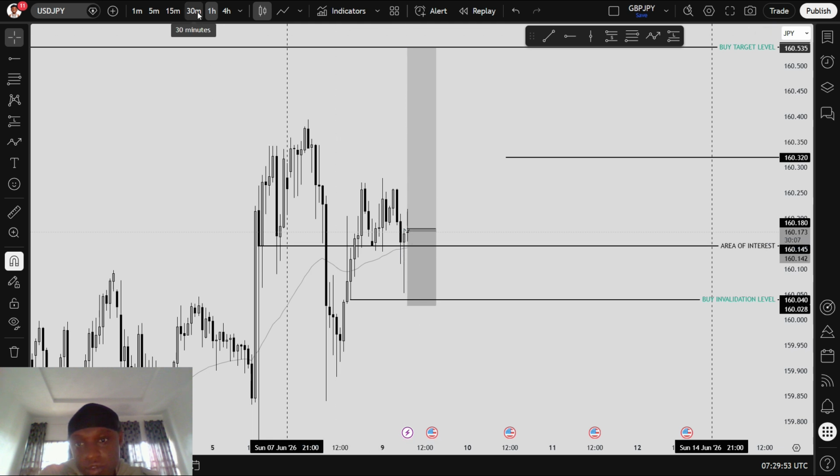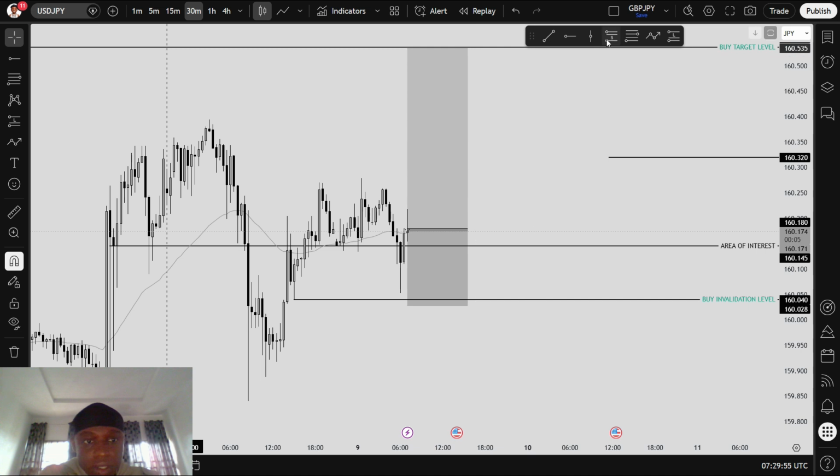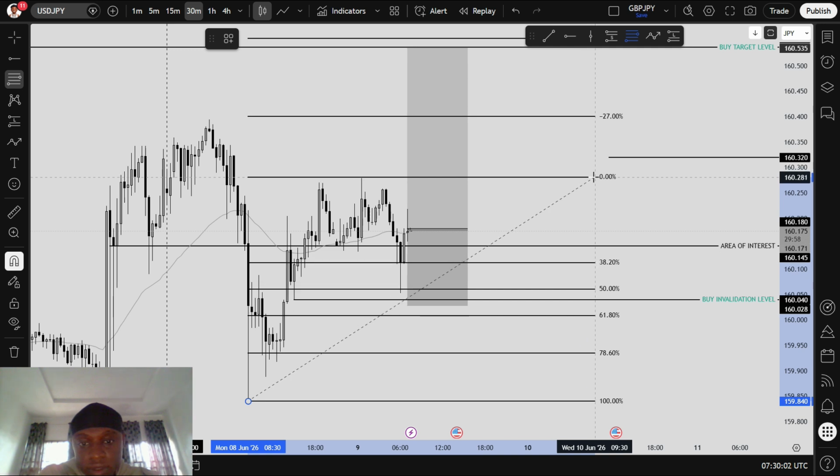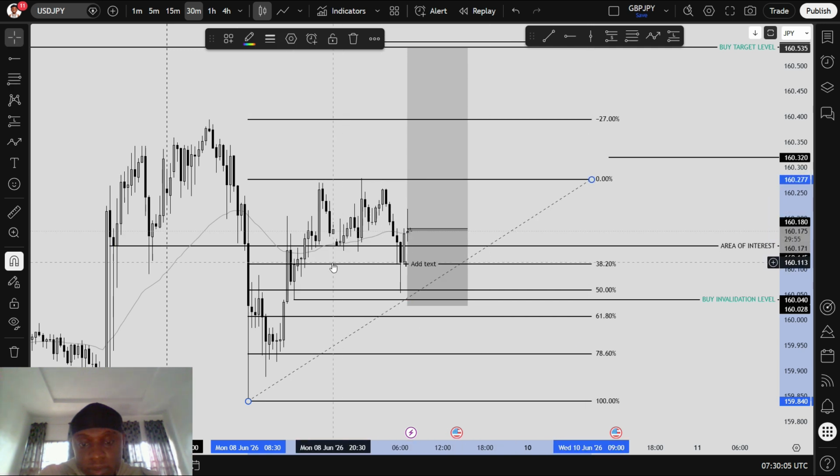And another confluence I use is the Fibonacci pullback. I draw it from the swing low to the swing high. As you can see, price came back to retest the 38.2 pullback level on Fibonacci, and also the 50 and 61.8 valid pullback levels for you to take your entries. So that's three solid confluences for me to know that price is actually going to respect this level.